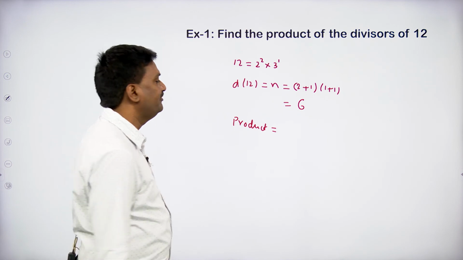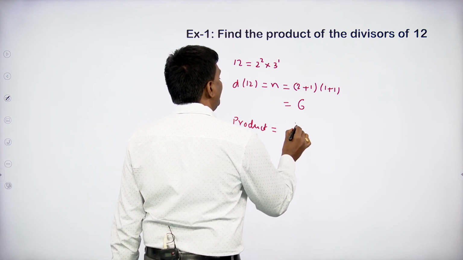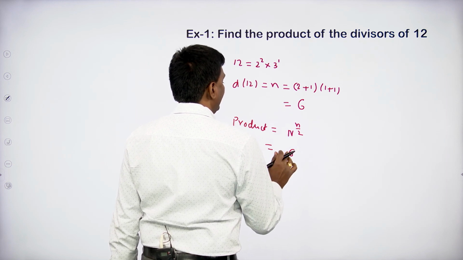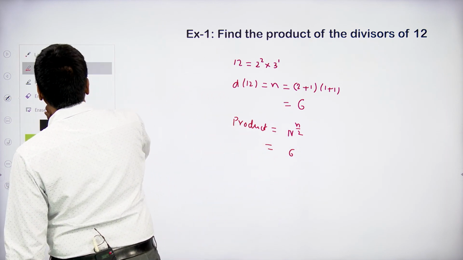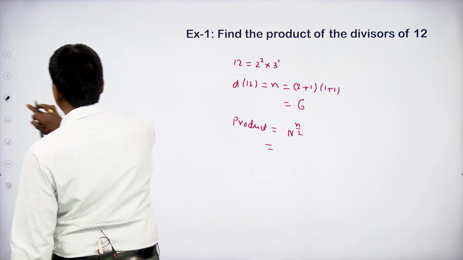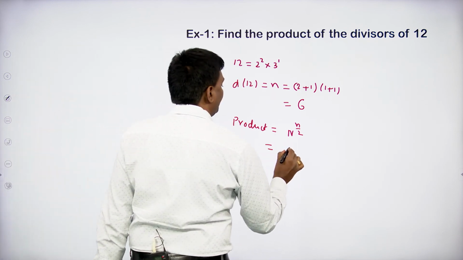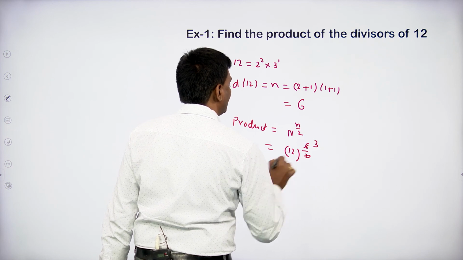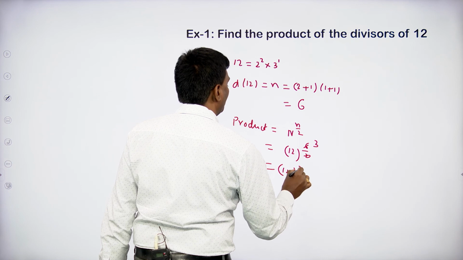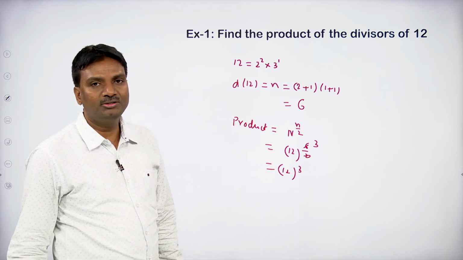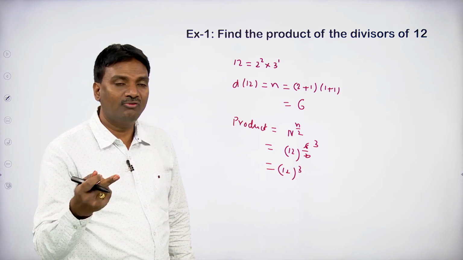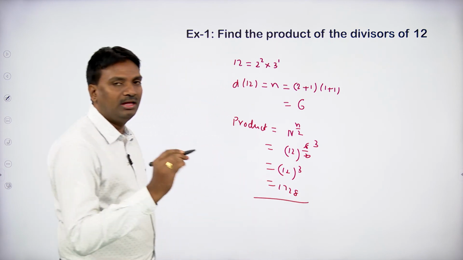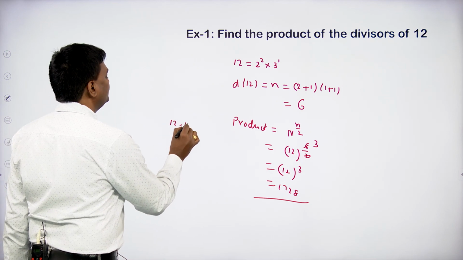all divisors of 12 equal to, the formula is capital N power small n by 2. Capital N is nothing but the given number, that is 12. So, 12 power n by 2, where n is 6, 6 by 2 is 3, so 12 cube. 12 cube means 12 into 12 into 12. 12 into 12 is 144, 144 into 12, you will get 1728.